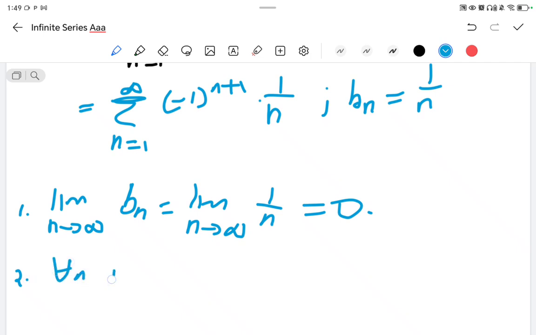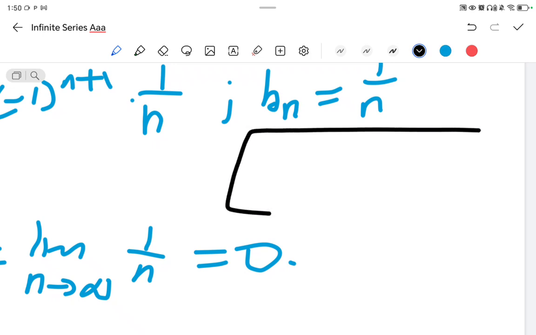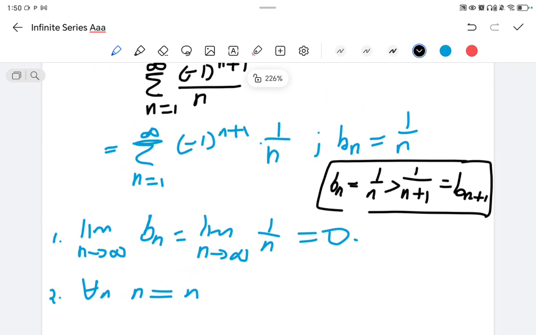But we know that for all n, n will always be equal to n. So this is how we're going to start, right? For all n, n will always be equal to n. So this is where we should arrive. If this is a decreasing sequence, let me say, not a of n, let me say b of n, which is equal to 1 over n, should be greater than 1 over n plus 1, which is bn plus 1, for this to be a decreasing sequence. So this is where we should arrive.